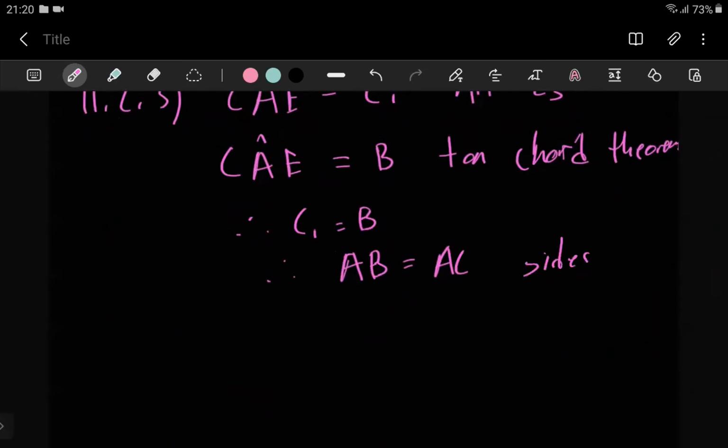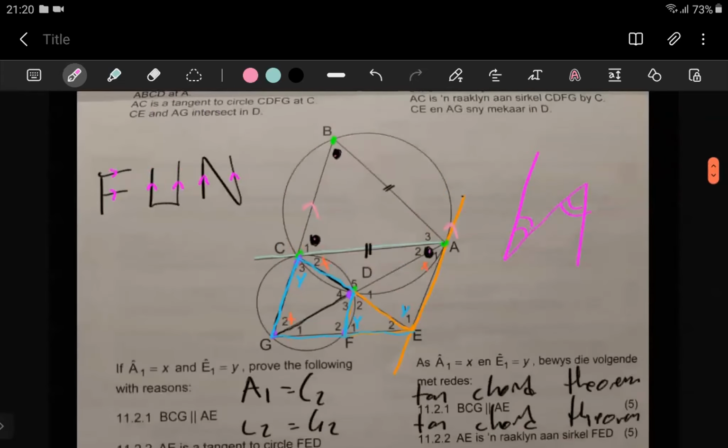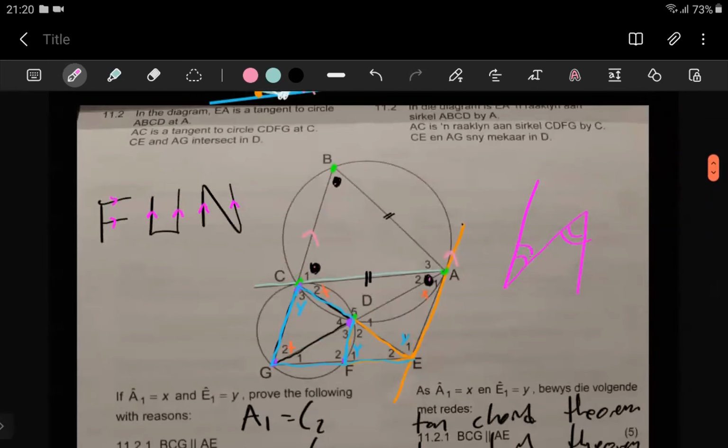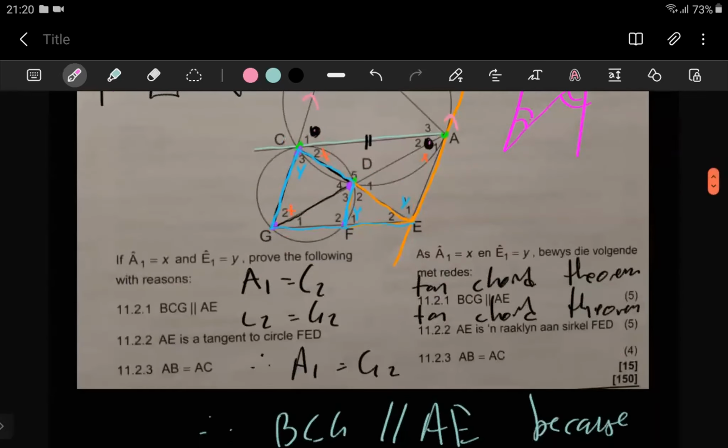sides opposite equal angles. You see, we've shown that they're opposite angles that are equal, so these opposite sides also have to be equal. And we'll get 4 marks. Isn't that lovely? 4 marks.